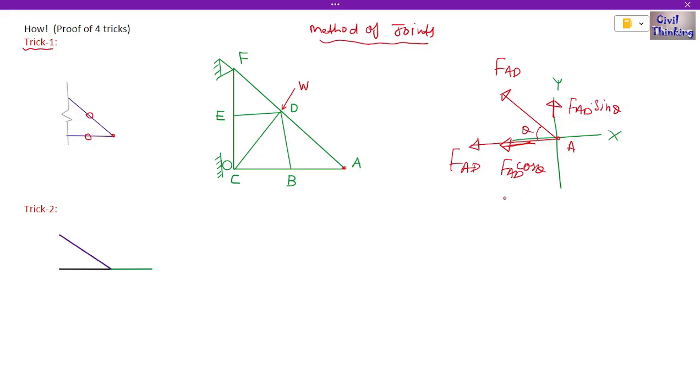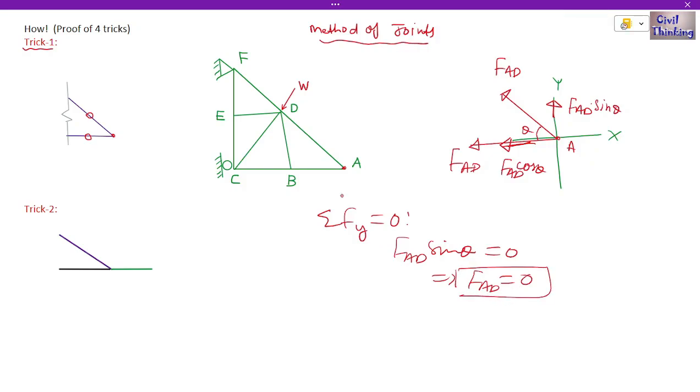So let's apply these equations. Summation of Fy is 0. So sum up all the forces along the y-axis. We have only one force along the y-axis, so it is FAD sine theta, and it is 0. When you rearrange this, we get FAD is 0, right? Now FAD is 0 means the force in the AD member is 0. Because it is 0, this is a zero force member.